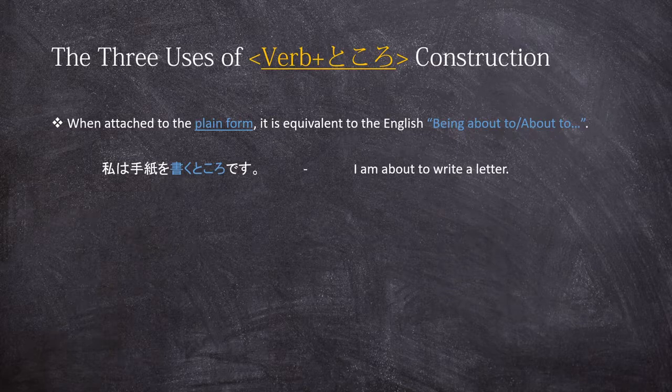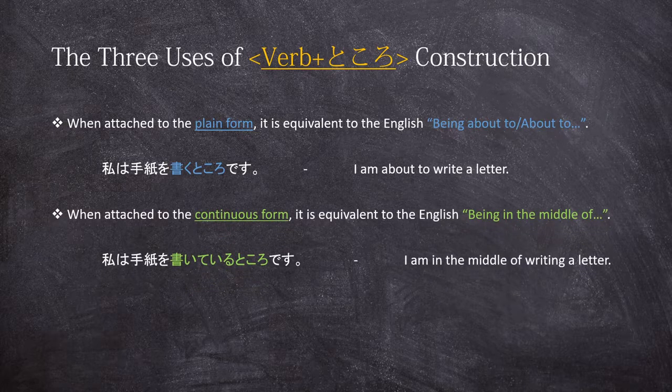So we have gotten this meaning by simply attaching Tokoro to the dictionary form of the verb to write, and that is kaku. However, if we attach it to the continuous form of the verbs, or more popularly known the teiru form, we will get something that is equivalent to the English of being in the middle of doing something. And once again, our example perfectly illustrates that. Watashi wa tegami o kaiteiru tokoro desu. I am in the middle of writing a letter.